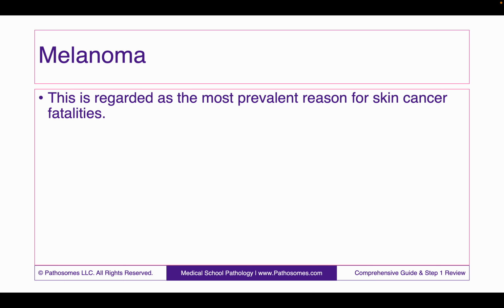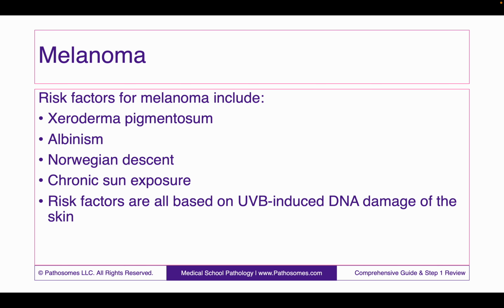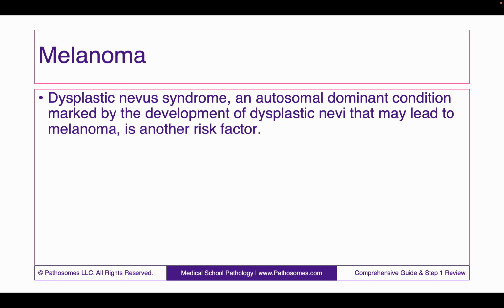Now, speaking of melanoma, this is regarded as the most prevalent reason for skin cancer fatalities. Risk factors for melanoma include xeroderma pigmentosum, albinism, Norwegian descent, and chronic sun exposure, and these risk factors are all based on UVB-induced DNA damage of the skin. Dysplastic nevus syndrome, an autosomal dominant condition marked by the development of dysplastic nevi that may lead to melanoma, is another risk factor.